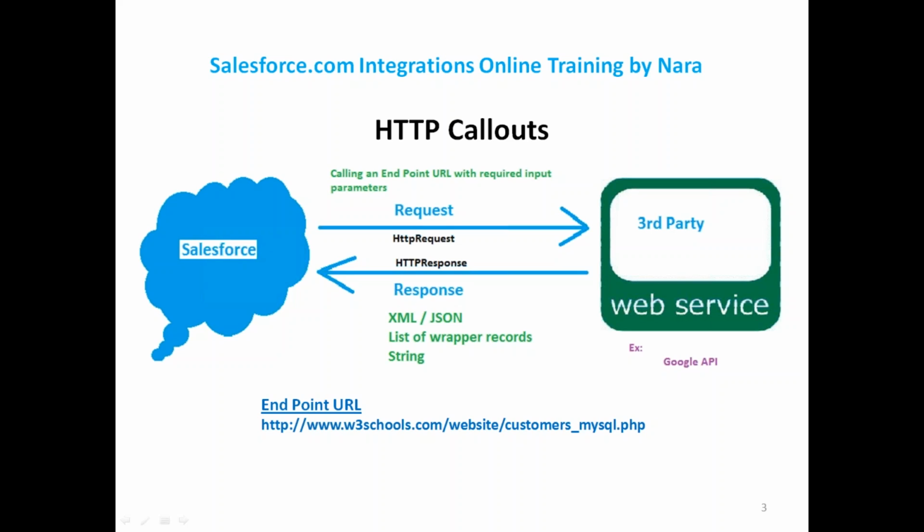So for this integration, we simply use HTTP request and response classes to hit the service and get the response. And here HTTP callouts with authentication, we call it as a REST API. HTTP callout without authentication, we call it as a normal callout, normal HTTP callouts. So we deal with the normal HTTP callouts today, and probably in coming classes we deal with HTTP callouts with the authentication. So that is a REST API.